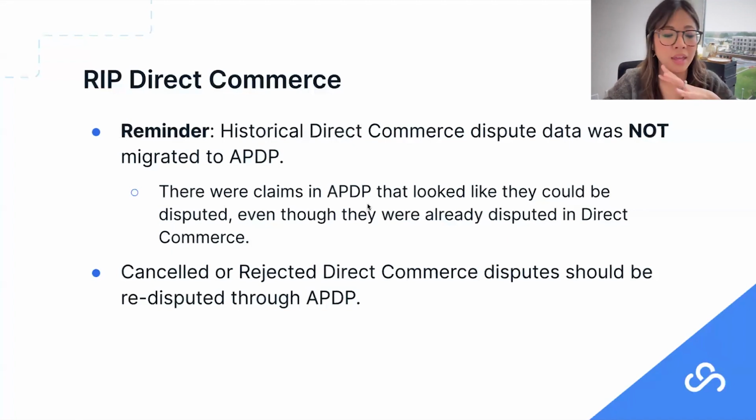And kind of what that looked like in the beginning was there were claims in APDP that looked like they could be disputed because the historical information was not pulled in, even though they had already been disputed in direct commerce. I will say, by and large, if you are a new supplier to Walmart, this should not be an issue for you at all. All claims should be flowing through APDP, and you should be good to go on this.